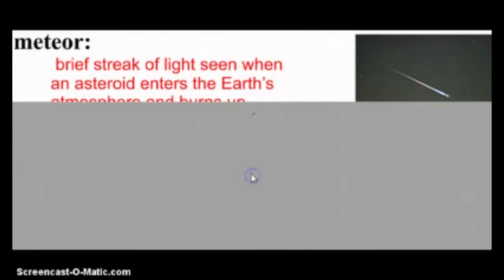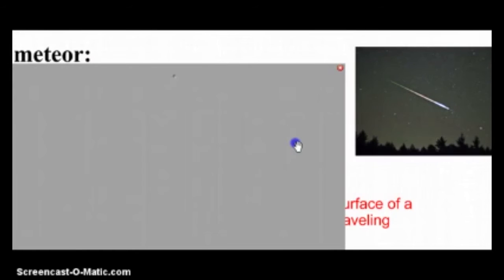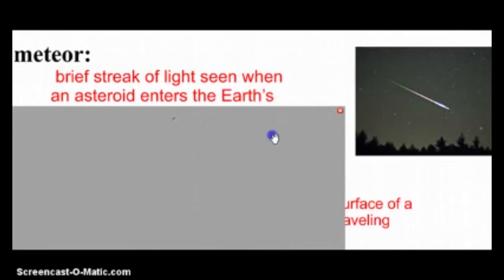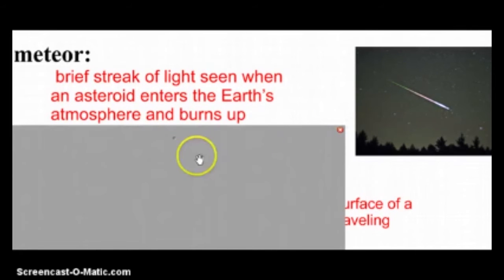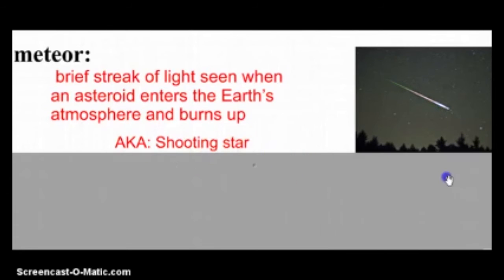Up next, a meteor. So when you see a meteor, this is what you're seeing. A meteor is also known as a shooting star, but it's just a brief streak of light that's seen when an asteroid enters Earth's atmosphere and it burns up. It's not a star at all. A star is this huge ball of gas, whereas this just looks like a star that's shooting across the sky. It's inside of our atmosphere. So shooting star is not the right thing to call it, but that's what we call it anyway.